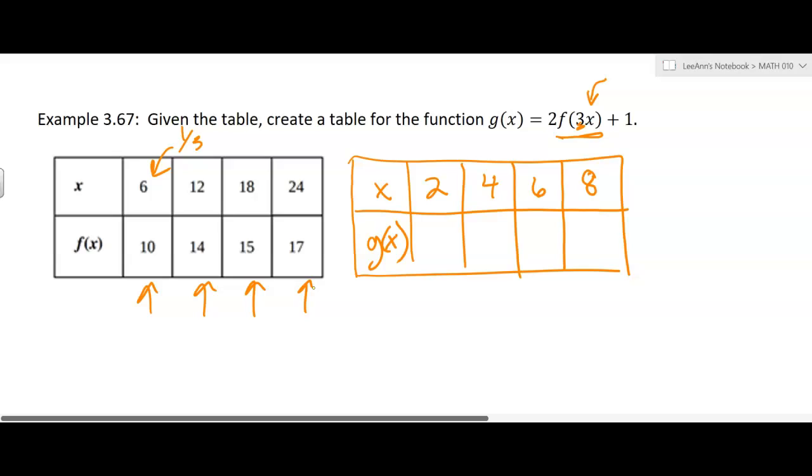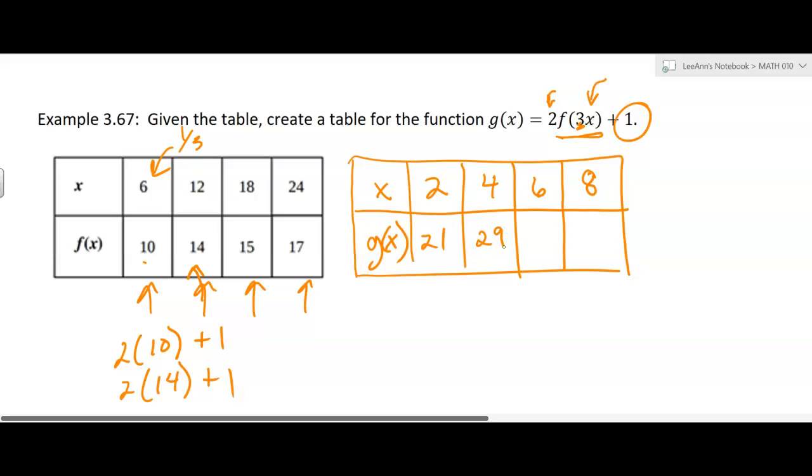But then what's going to happen to the outputs? Well, they're going to be doubled, and then you're going to add 1 to them. So my 10 is going to be 2 times 10 plus 1. That's going to be 21. My number here is going to be 2 times 14 plus 1. So that's what, 28, 29?